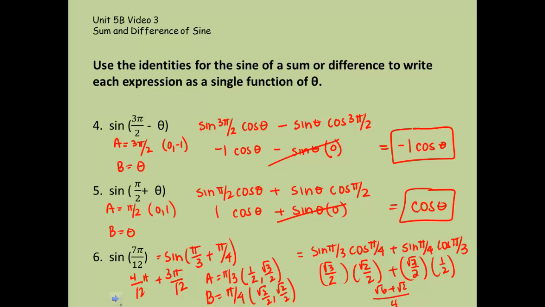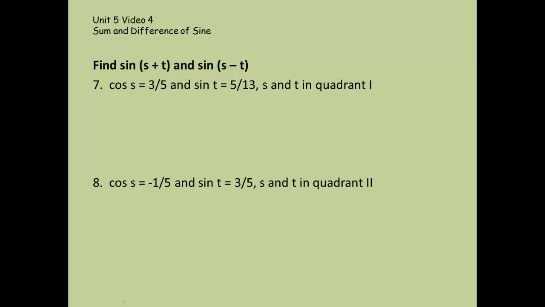All right, we've got 2 more examples to go through. Once again, we are going to be working with our sine and sums and differences, and we have to find the missing parts. Now, all we really need for these is to find the sine and cosine for both of our angles.